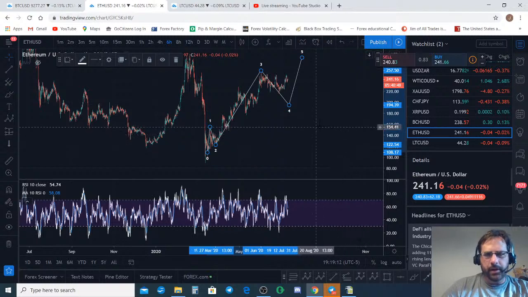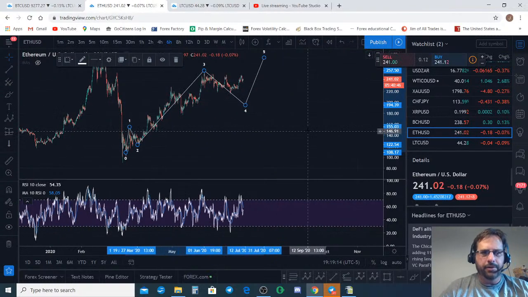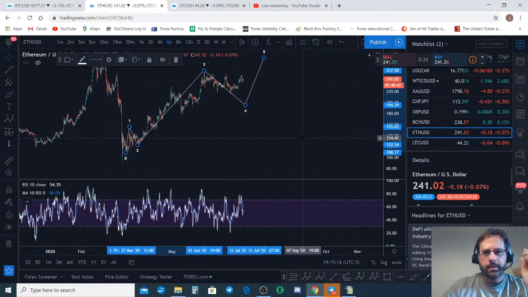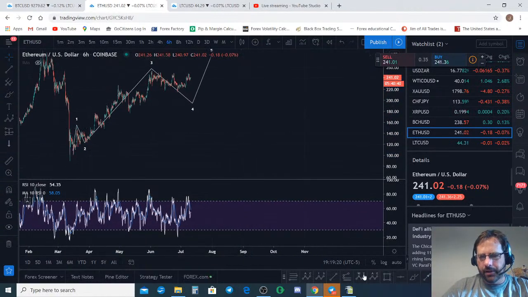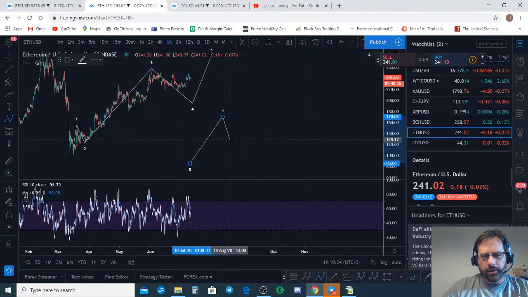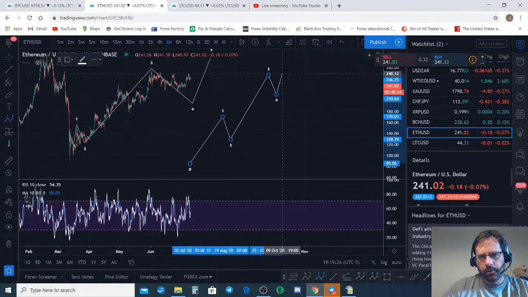Head and shoulders for ETH? No, I don't think it's a head and shoulders for ETH. But a head and shoulders, guys, just so you know from an Elliott wave perspective, I'll just show you what a head and shoulders is. 1, 2, 3, 4, 5.